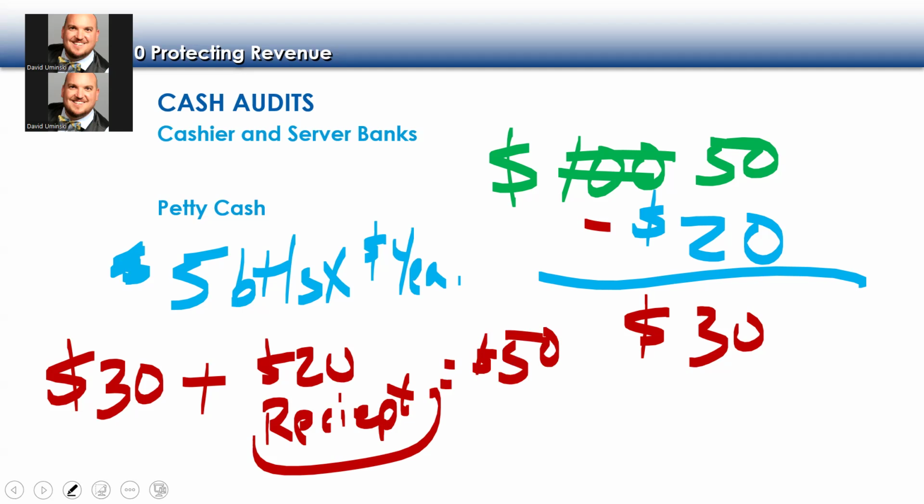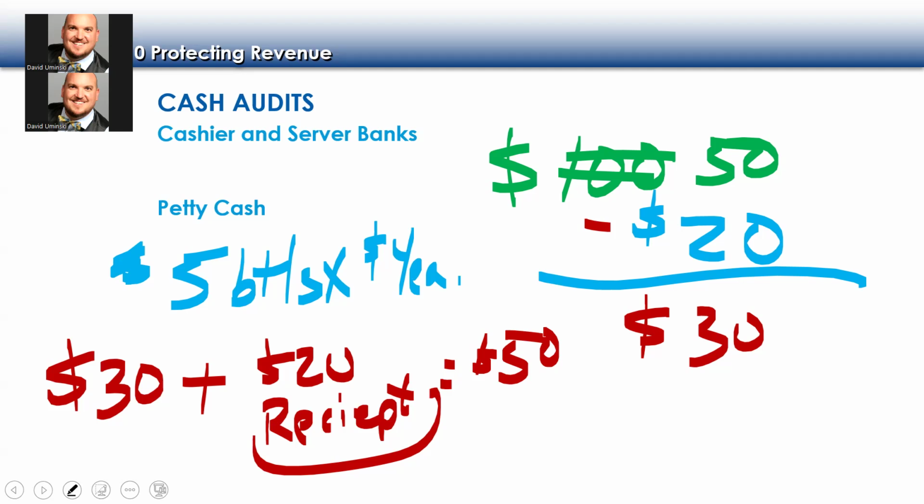I'm going to put that $20 receipt into the petty cash drawer. So that accounts for that $20. And at the end of my shift, I'm probably going to take a little bit of cash from the cash drawer. And I'm going to take that $20 and make that petty cash whole again at $50 cash. Okay. But that receipt is going to track why that petty cash was used. It's also going to track the actual amount that was given.